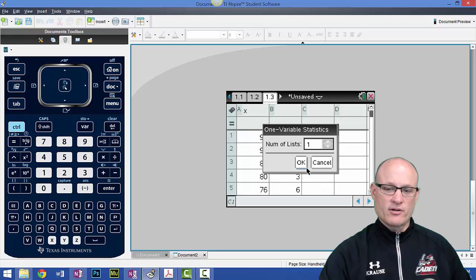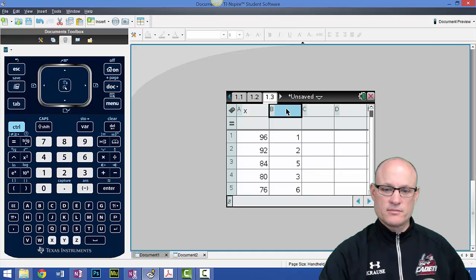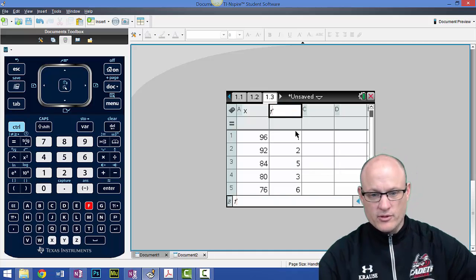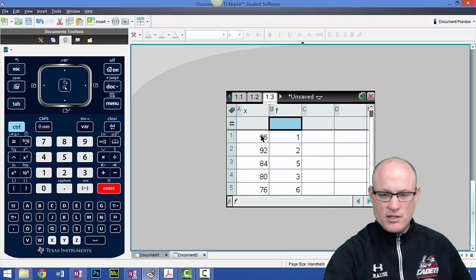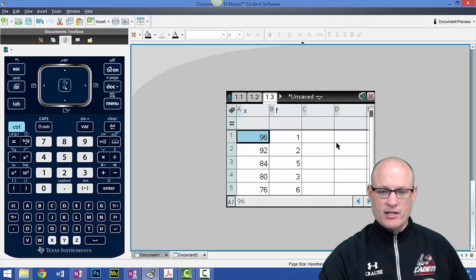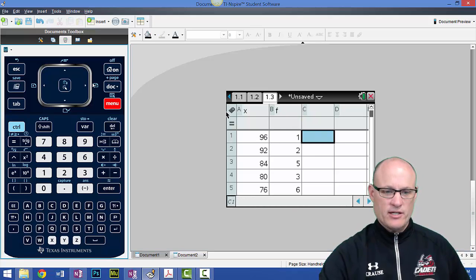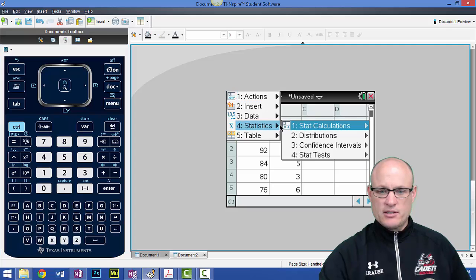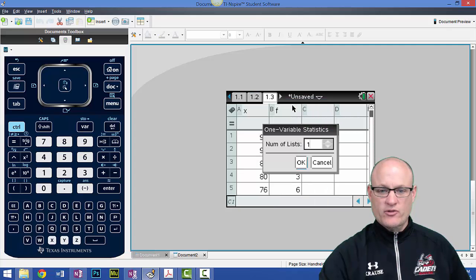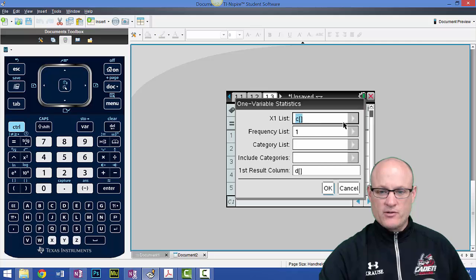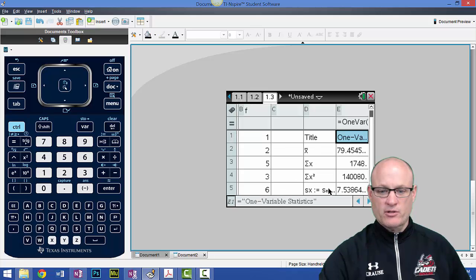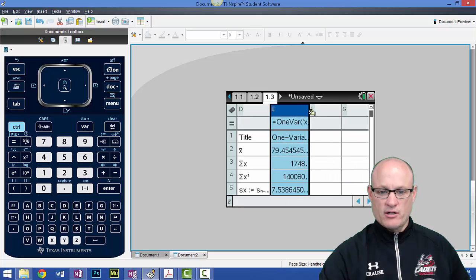Oh, I know why it's having a hard time with it. Frequency. I think that's why. I didn't name that list, so let's do that. I think that's why I need to name that column. Oh, these calculators are kind of new. They're so cool, though. They're helpful. So we'll do this as X and this as F. X is the number, F is the frequency list. We hit OK, and then we have our lists.